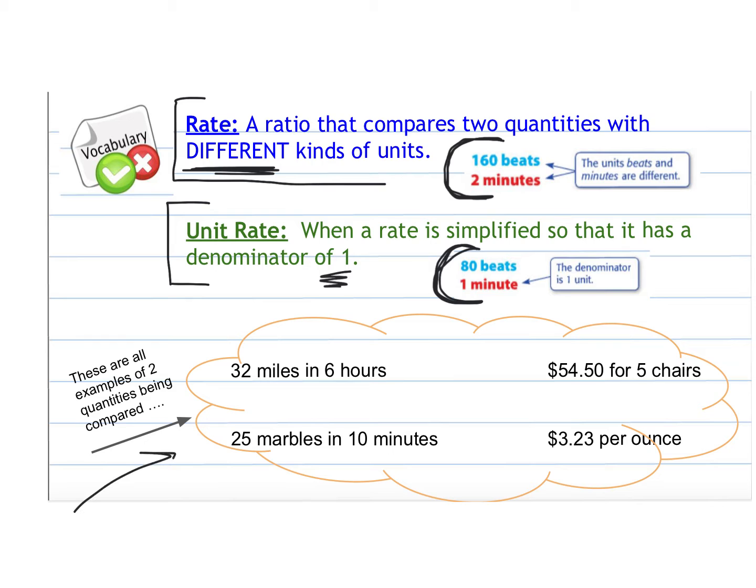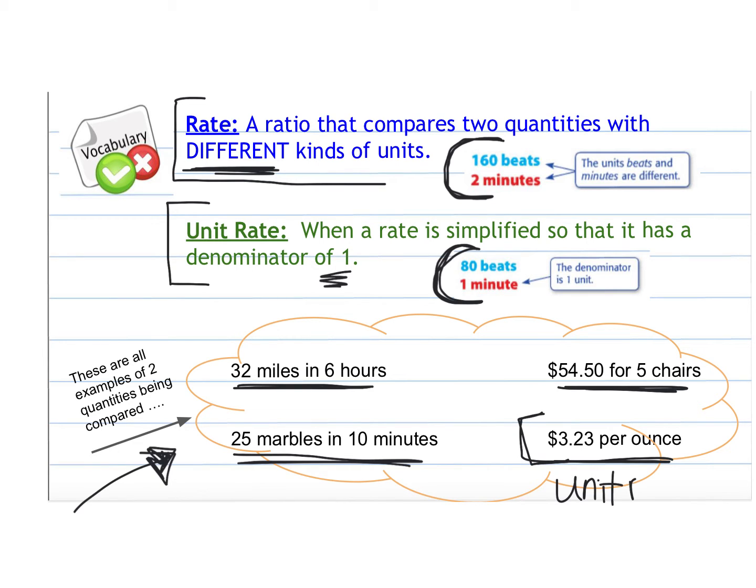So these right here are all examples of two quantities being compared. So we have 32 miles in 6 hours, 25 marbles in 10 minutes, $54.50 for 5 chairs, and then $3.23 per ounce. This one is a unit rate. It's the only unit rate out of these four because it's for 1 ounce. So usually a unit rate would say per ounce or per minute or per chair or for 1 ounce or for 1 minute and so forth.